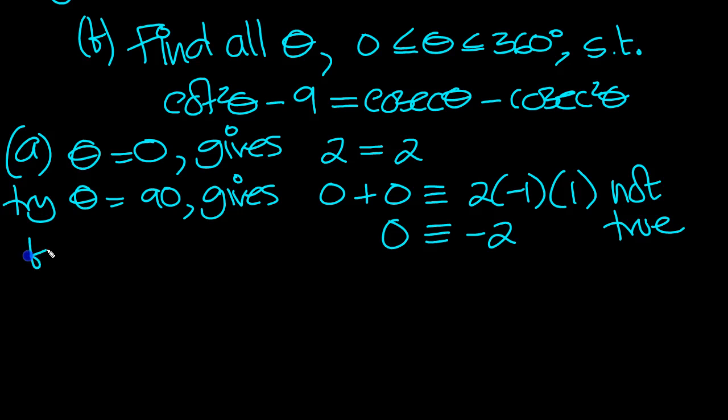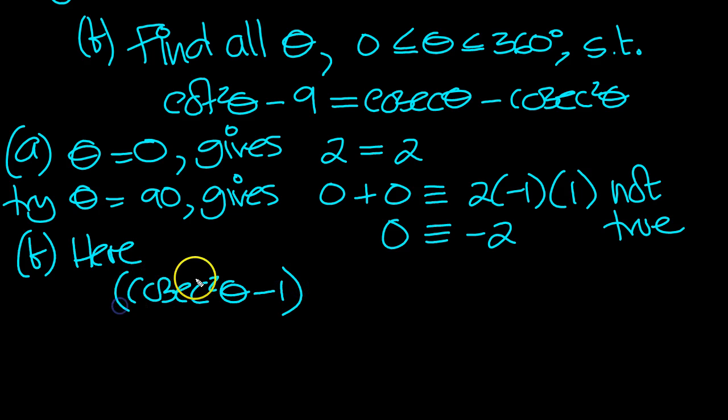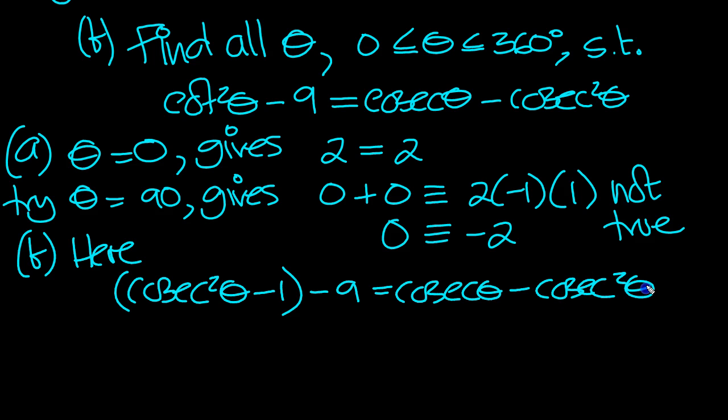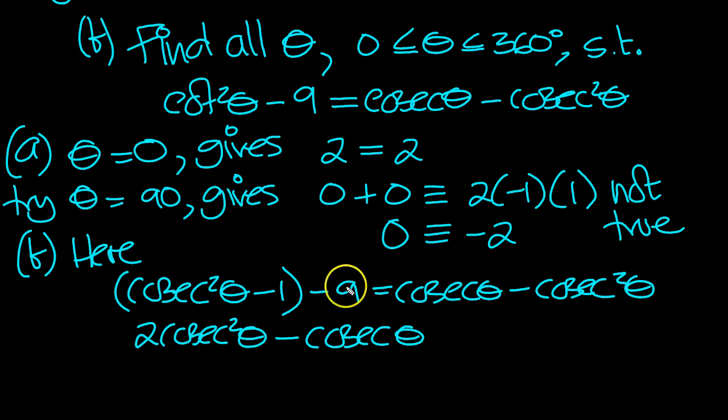Now we've reminded ourselves of the formula. So here, this is part B. Cosec squared theta minus 1, that was what the cot squared equaled, minus the 9 is equal to cosec theta minus cosec squared theta. Move this over to make 2 cosec squared theta. And then we've got this cosec theta, move it over to the left to be minus cosec theta. And then numbers wise, we've got a minus 1 and a minus 9, which is a minus 10. There's nothing left on the other side, is there?